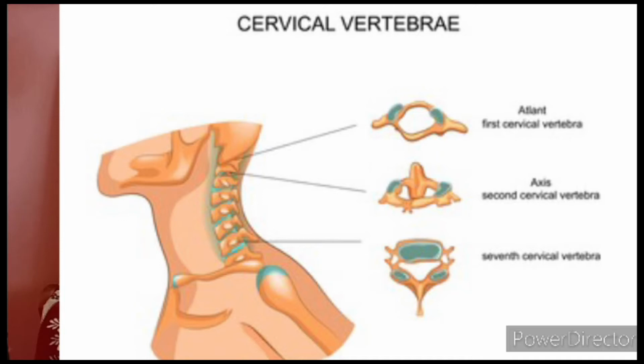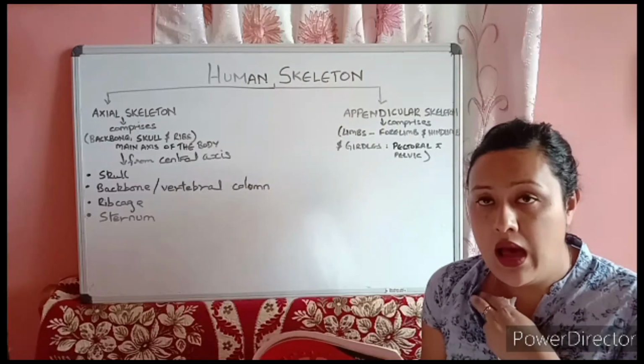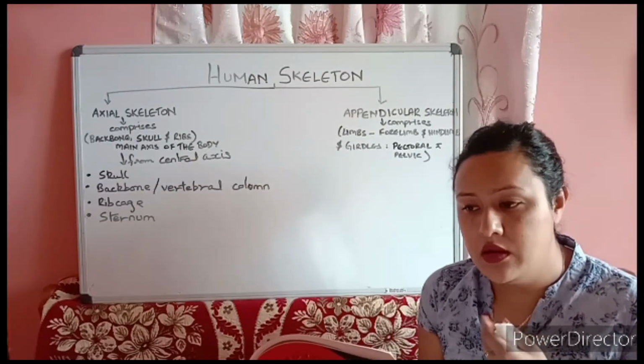The atlas is ring shaped and there is no centrum. The centrum is a solid cylinder of bone that forms the main support of the vertebra. Its neural canal is very large, and the axis has a small centrum and a large neural axis. Just below the atlas we have the axis.